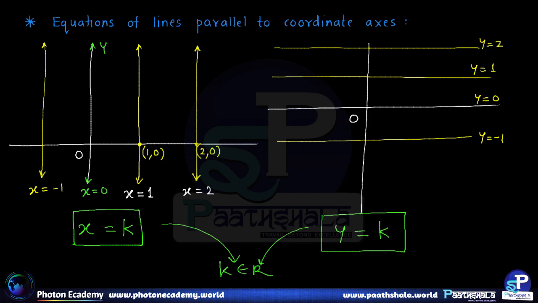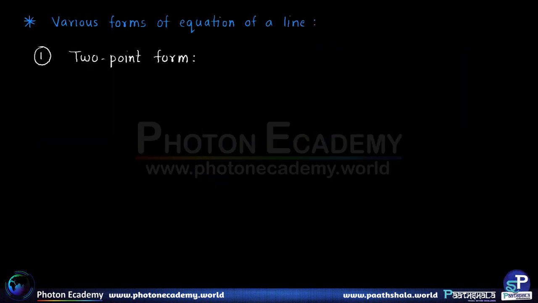Right? Now you can definitely sense that every time the line need not be parallel to x or y axis, right? It could be slant also. So what do we do in such cases? Right? For that, let us go over the different forms of the equation of any general line.